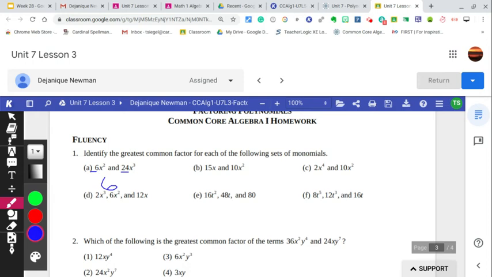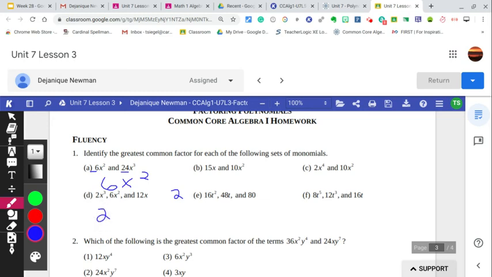Now, if you look at the exponents, there's a 2 and a 3. For the variables, it's always the smallest of the two. So that's 6x to the second. All right, if we look at this bottom one, we have 2, 6, and 12. Well, 2 is a factor of all of them, and that's the biggest one. So 2 is going to be the biggest common factor.